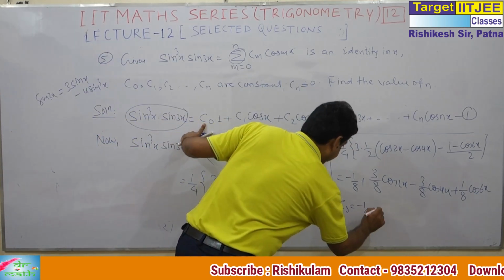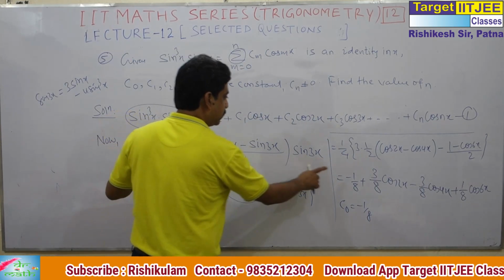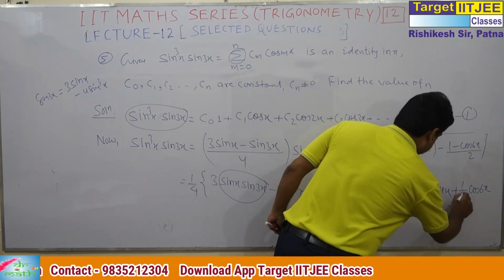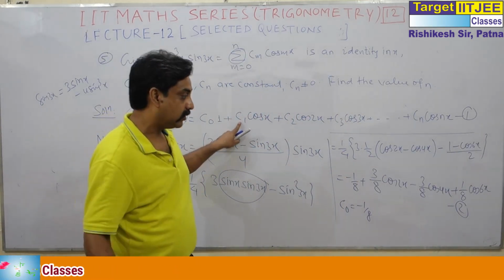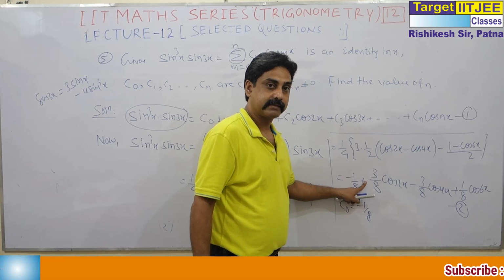C0 is minus 1 by 8. This expression is changed into this. Compare the right hand side of 1 and 2. What is C0? Minus 1 by 8. What is C1? C1 is 0 because there is no term of cos x.